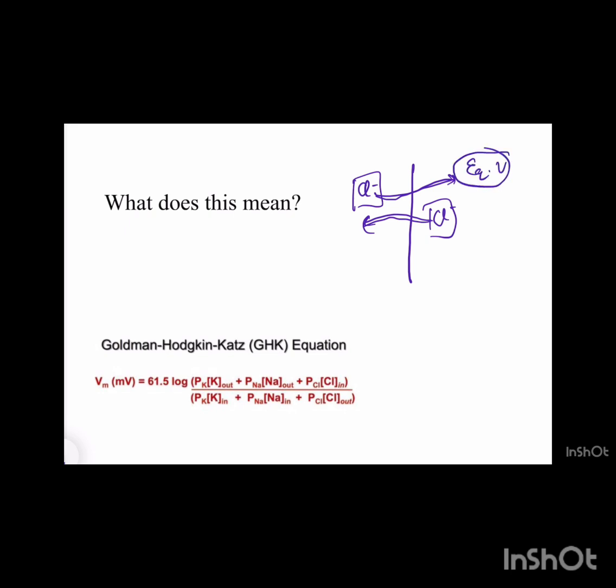Now how to calculate it? Equilibrium potential can be calculated with the help of Nernst equation. It is given by, equilibrium potential is given by plus minus 61 log base 10 concentration of a particular ion outside divided by concentration of a particular ion inside. So this is the way we calculate it for a single ion.